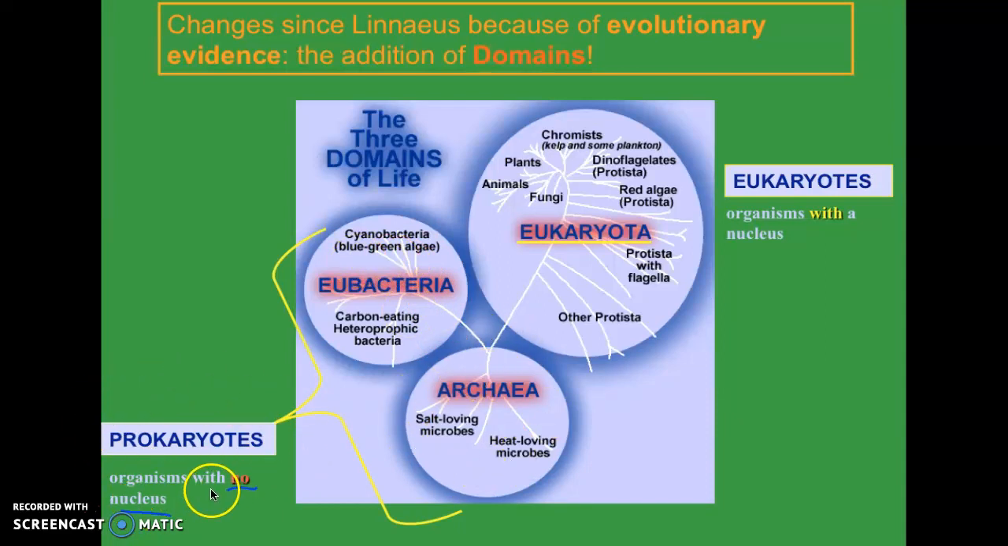They have no nucleus. Everything with a nucleus, every single eukaryote goes in this domain, so almost all the things we'll talk about go here. But the other two domains are eubacteria and archaea.